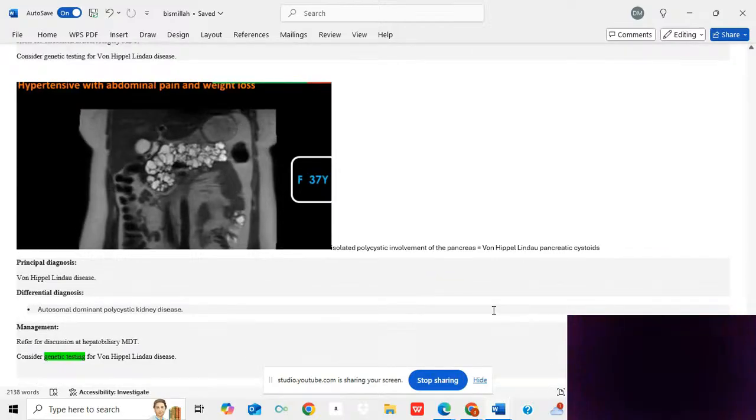So von Hippel-Lindau can have two specific signs. The first one is isolated involvement of the pancreatic tissue with multicysts, as you can see here. Multicystic involvement of the pancreatic tissue.